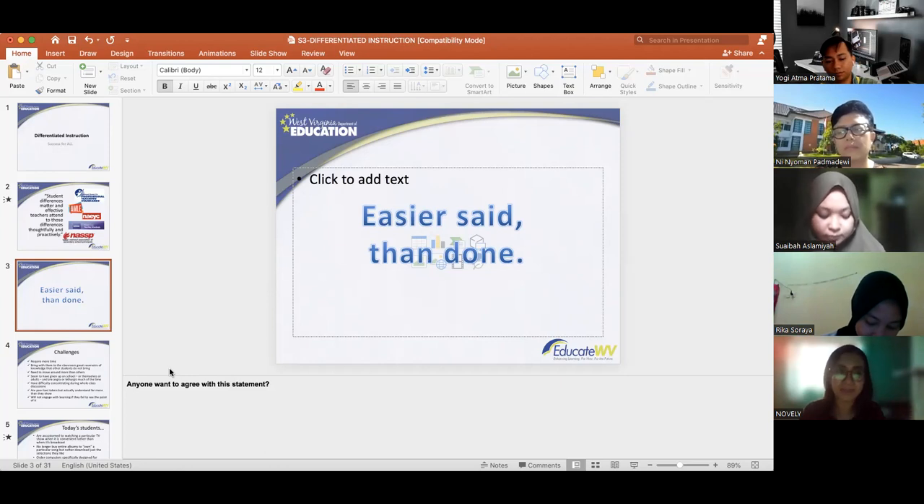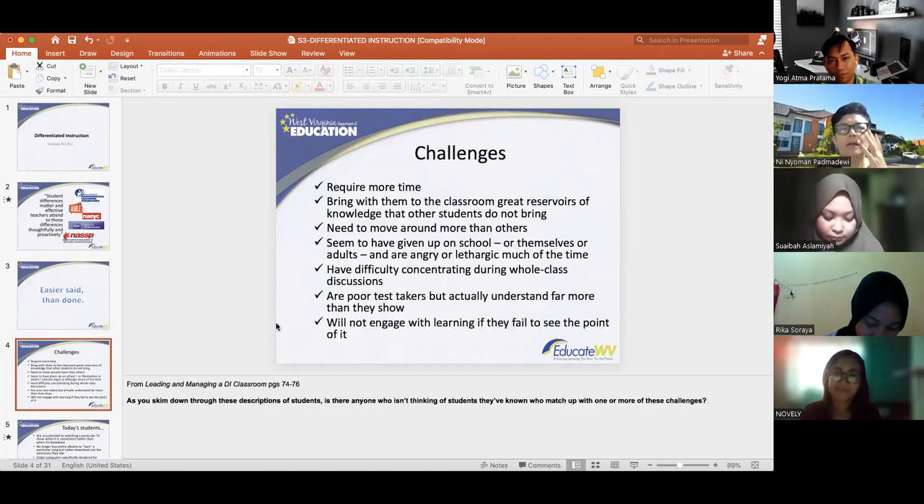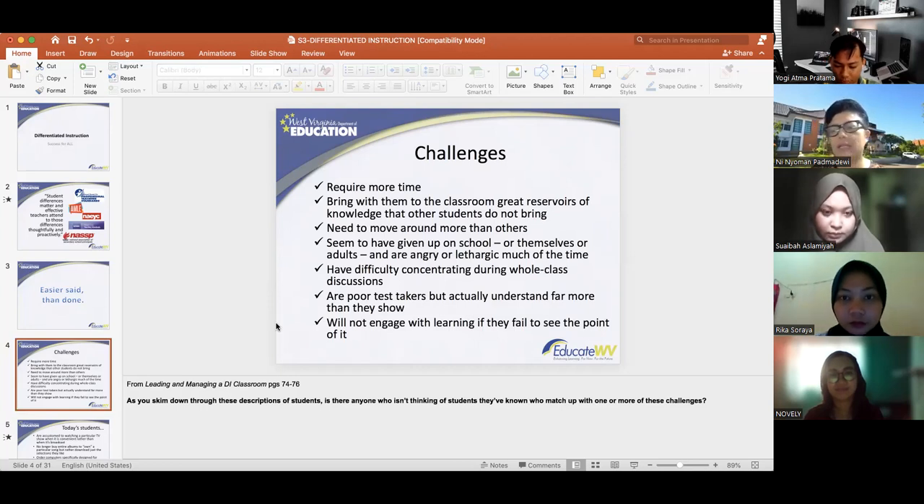That's in my opinion. Exactly right, Noveli. It's truly happening like that. So what are the challenges that we find? You require more time, right? Because you also need to prepare how you are differentiating the material that you give, right? And not only that, you have to be able to have better and skillful classroom management.